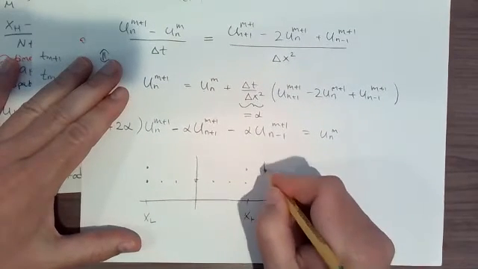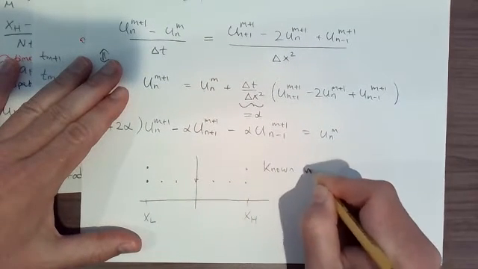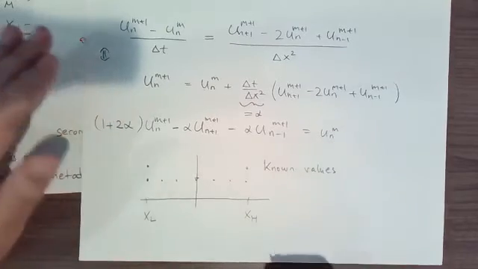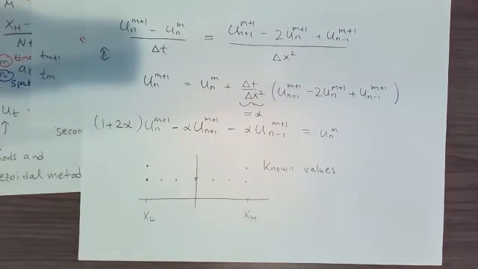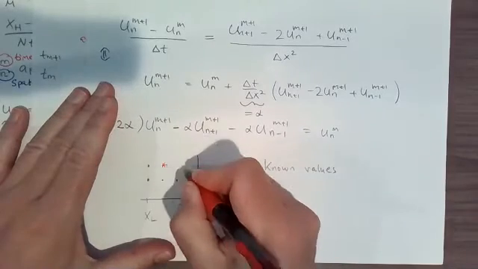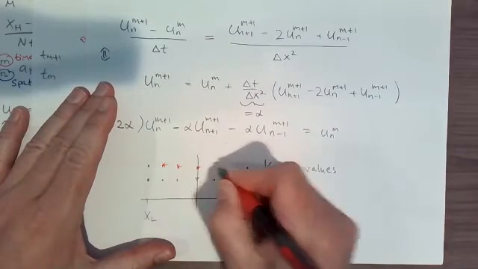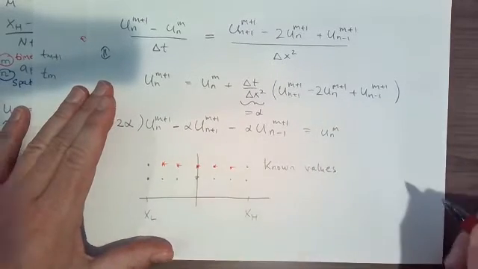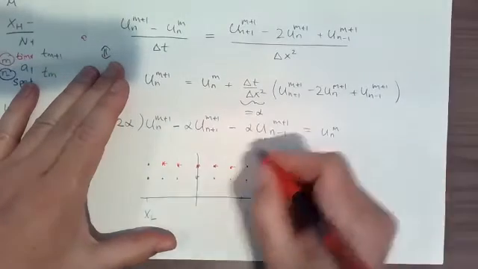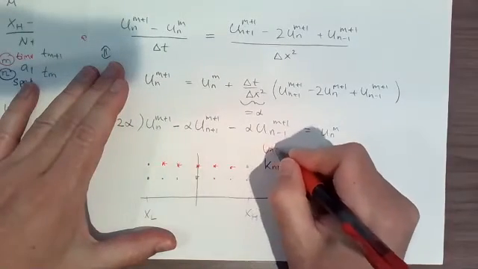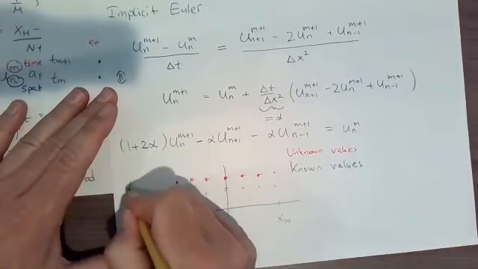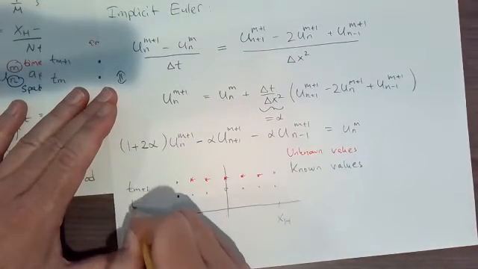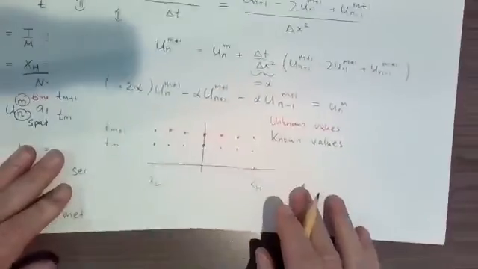But these are the known values. And now the ones that I want to determine, these are these guys. These are the unknown values. The top part here, this is my Tm plus 1. The bottom part here, this is Tm.